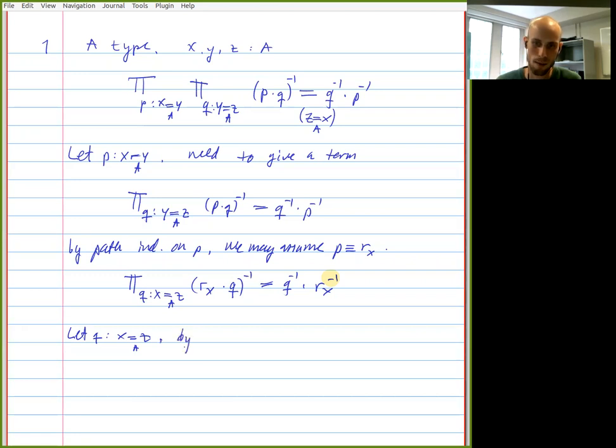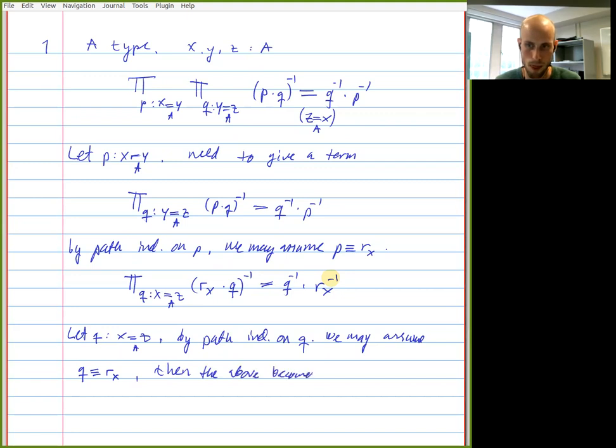And again, by path induction on Q, note that Q is not a loop. It's a path with free endpoints. So by path induction on Q, it suffices to, or we may assume that Q is reflexivity at X. The above then becomes reflexivity at X. That was from the previous P, and now I'm plugging in reflexivity at X for Q.